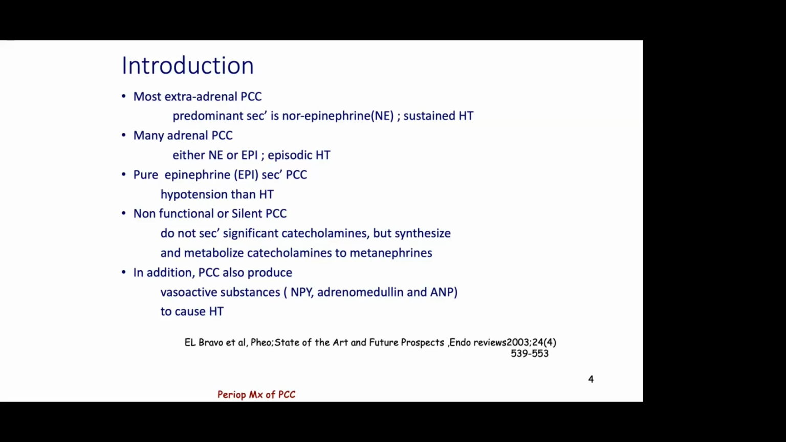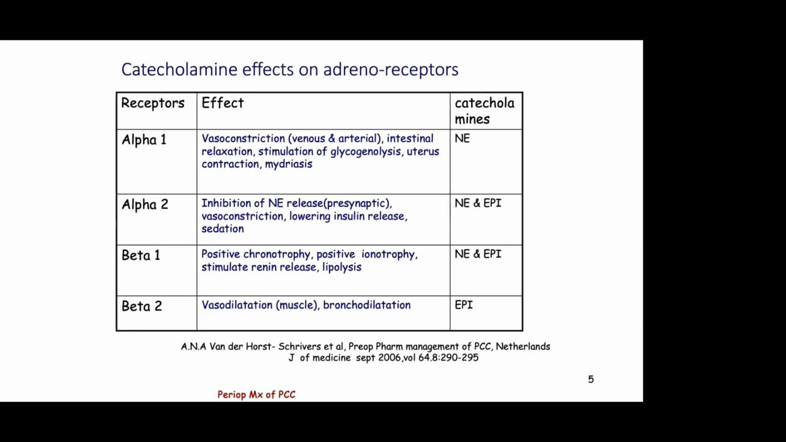And pure epinephrine secretion can actually cause hypotension. We'll see in the coming slides why that can be a possibility. And there could be rarely non-functional silent pheos, which probably are still growing, and maybe they do not secrete the hormones that are active, that are actually going to act on the receptors. In addition, pheos can produce other substances which may not be relevant clinically.